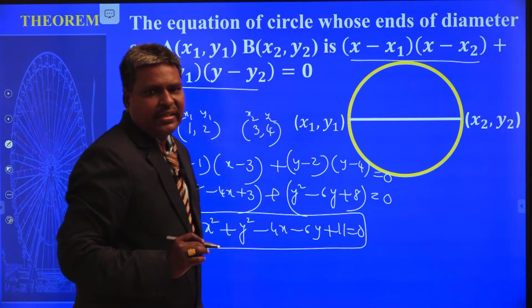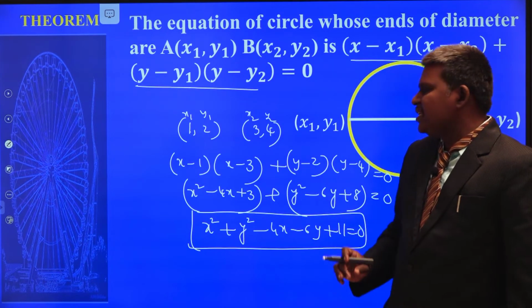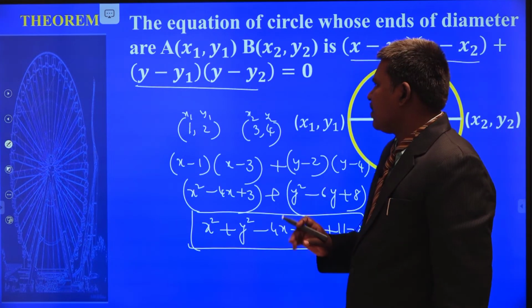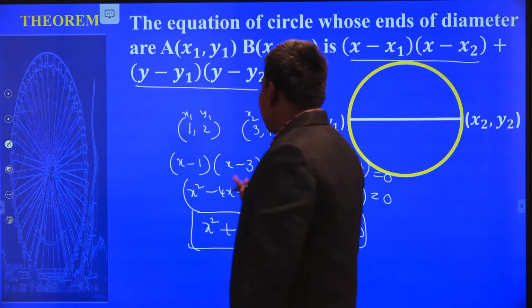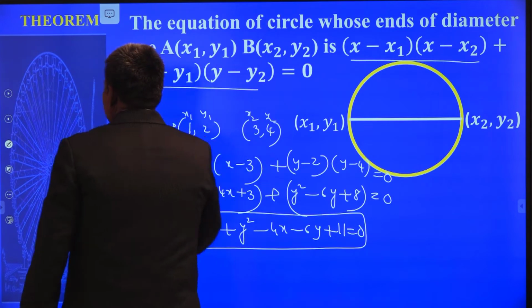This is the way to write the equation of circle when ends of the diameter are given to you. So the formula is what? (x minus x1) into (x minus x2) plus (y minus y1) into (y minus y2) is equal to 0. You can easily write the equation by looking at the coordinates itself. How to do this one? Let us see.